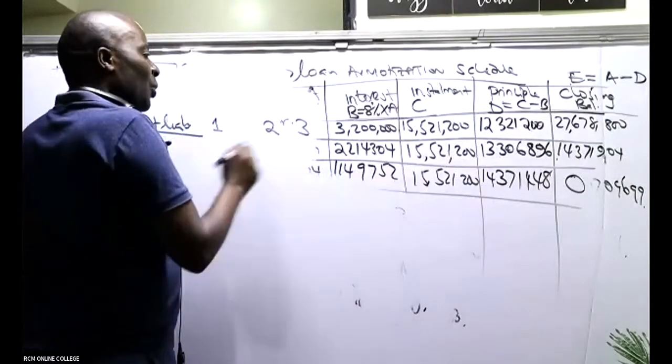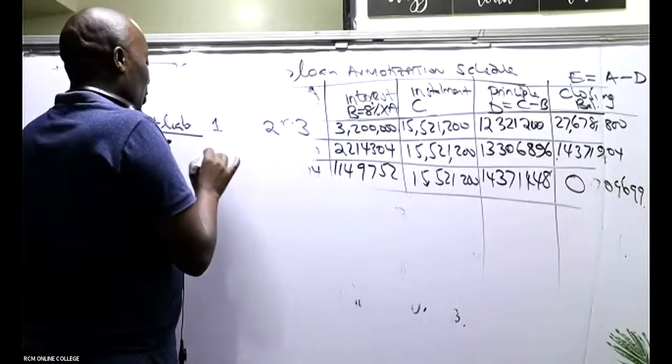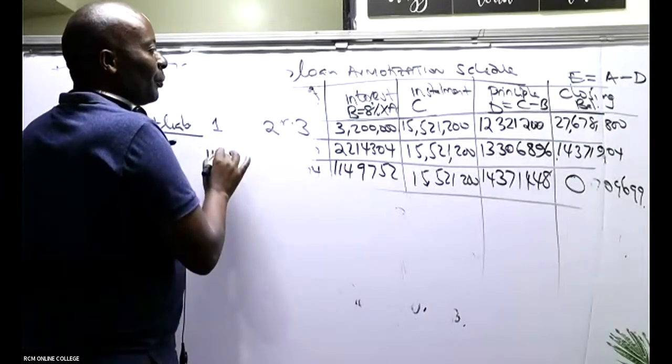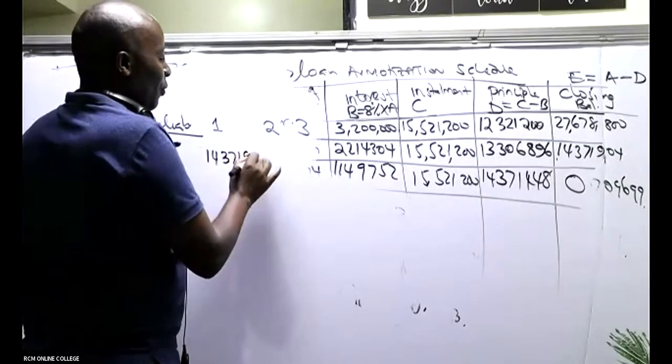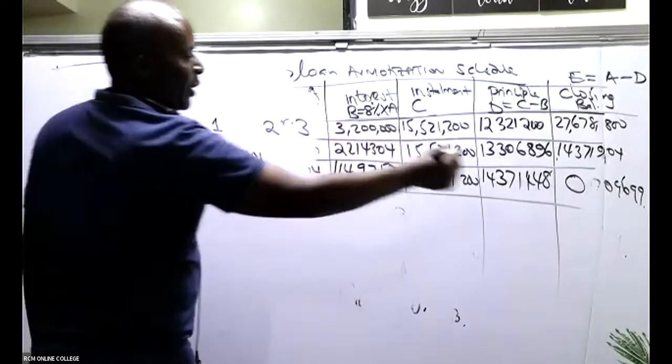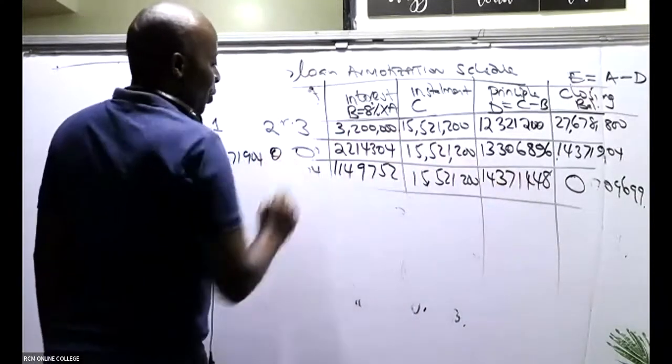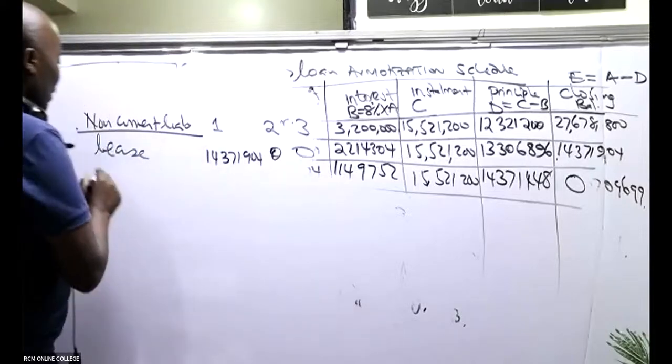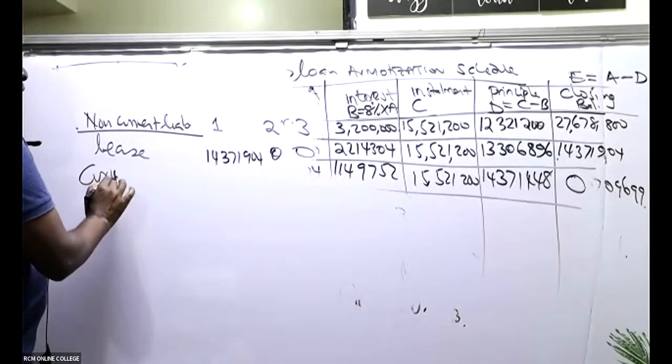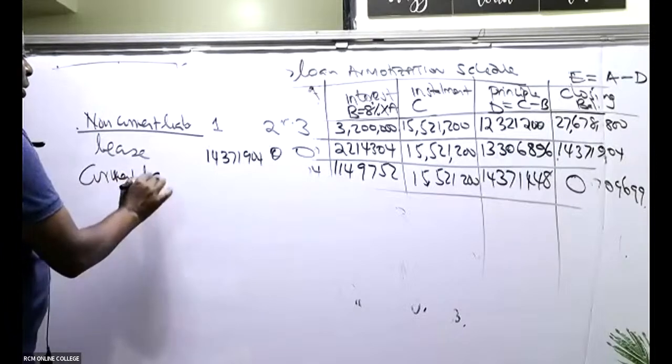So when it's non-current, you can't begin from year 1. So then we have year 2, 14,371,904, and then of course we have this one here, which is 0. The other one is not there. And then now you come and ask yourselves, what about the current liabilities?